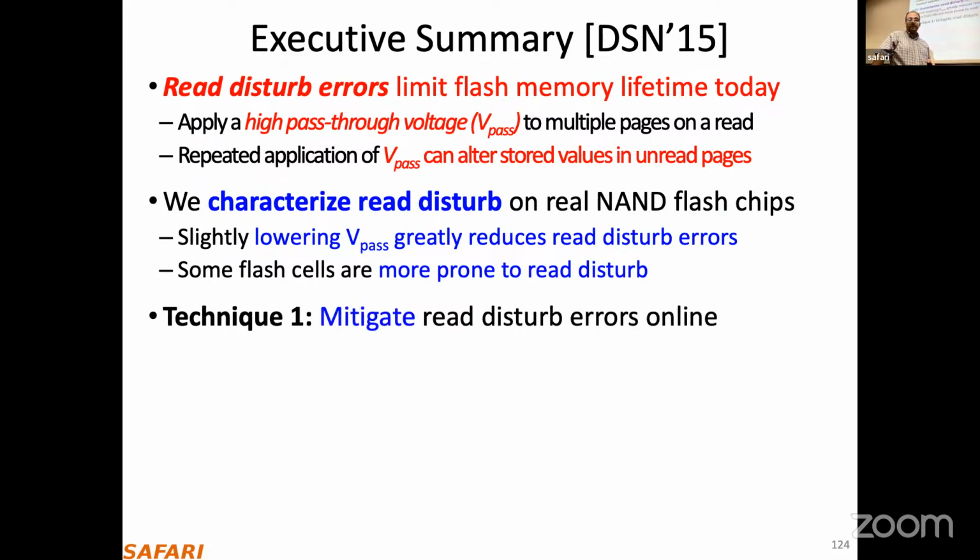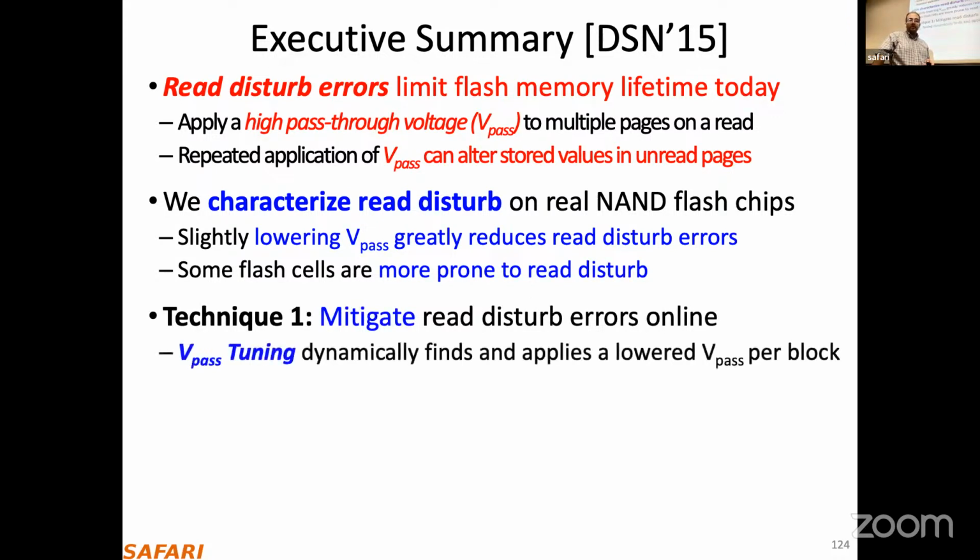Technique one is to mitigate read disturb errors online. We tune VPass dynamically. We lower VPass in order to reduce the effect of this weak programming. But at some point, you cannot reduce VPass a lot, because that can also provide some errors. So you need to be intelligent and dynamically adjust VPass to make it work.